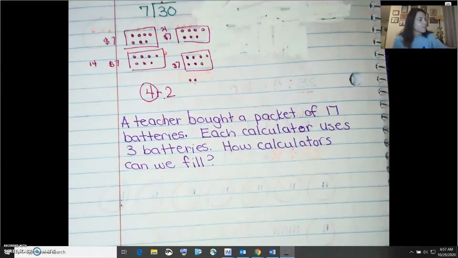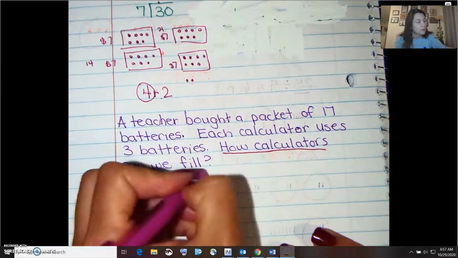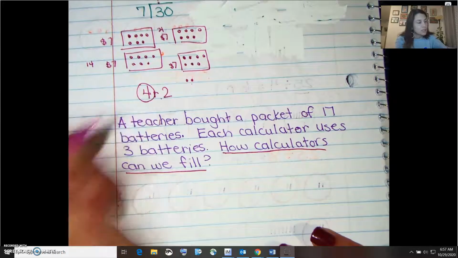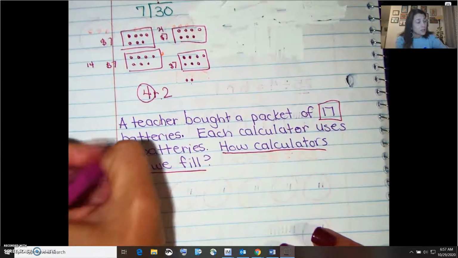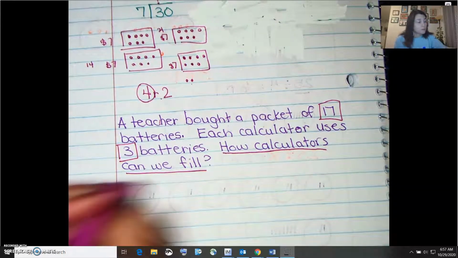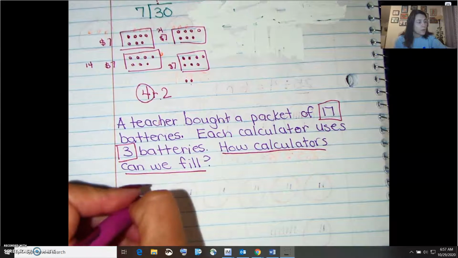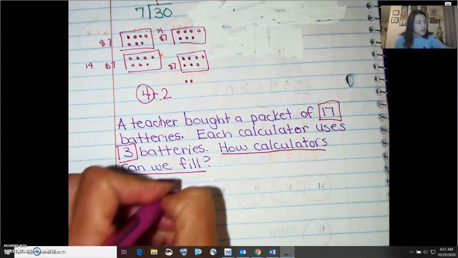Okay, so the question is, how many calculators can we fill? Important information is we have 17 batteries. There's 3 batteries per calculator. So I'm going to go ahead and write my problem this way: 17 divided by 3.